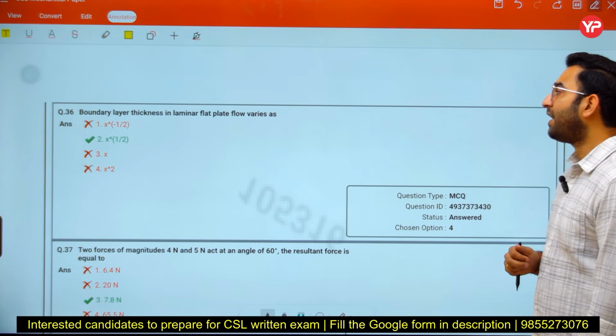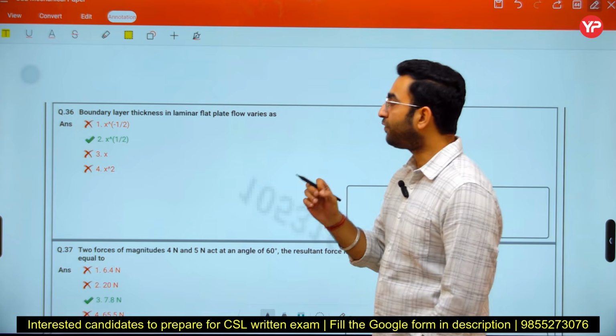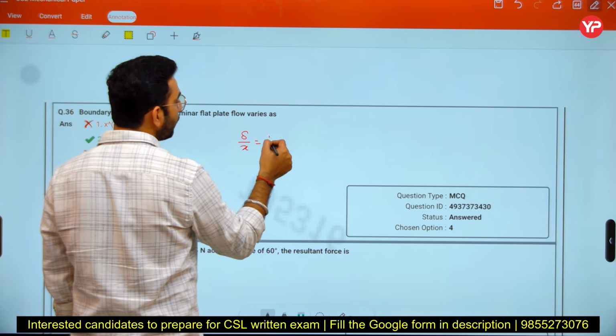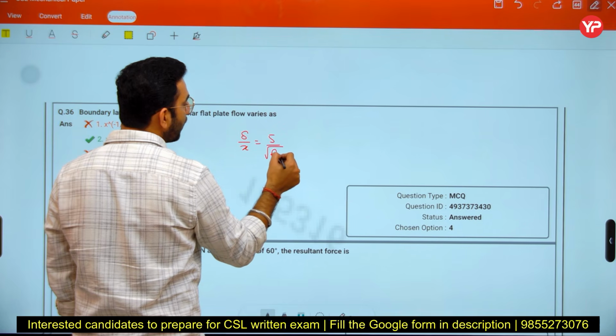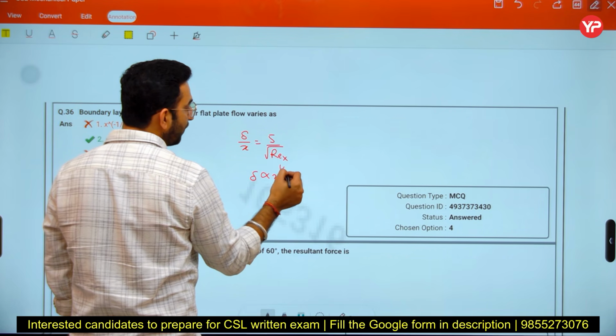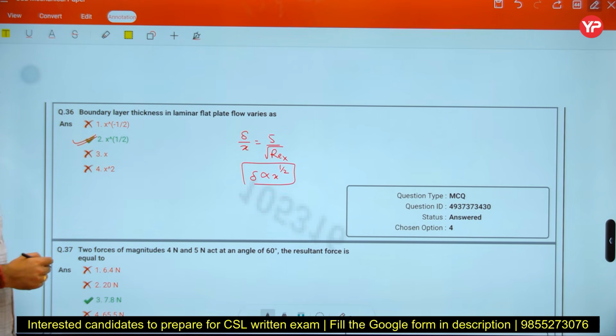Next part: boundary layer thickness in a laminar flat plate flow varies as? So what is the formula in this case? We have delta upon x is equal to 5 divided by under root of local Reynolds number. If you solve it, you get delta is directly proportional to x to the power 1 by 2. So option number B is going to be the correct answer.